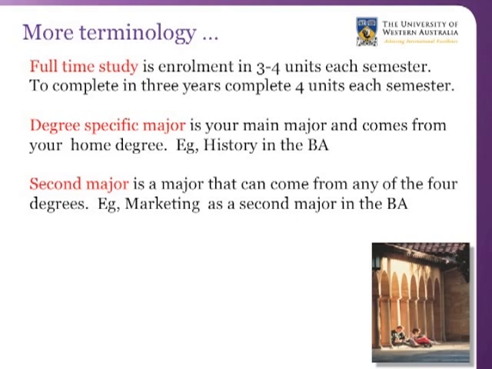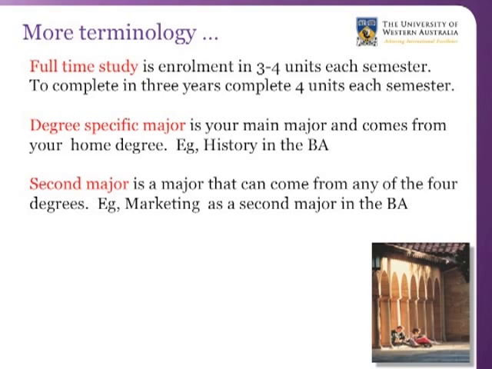A degree-specific major is your main major and comes from your home degree. For example, if you're in the Bachelor of Arts, then history might be your degree-specific major. A second major is a major that can come from any of the 4 degrees. For example, a student in the Bachelor of Arts could complete a degree-specific major in philosophy and then a second major in marketing. You must complete at least 1 major, and it must be from your home degree.